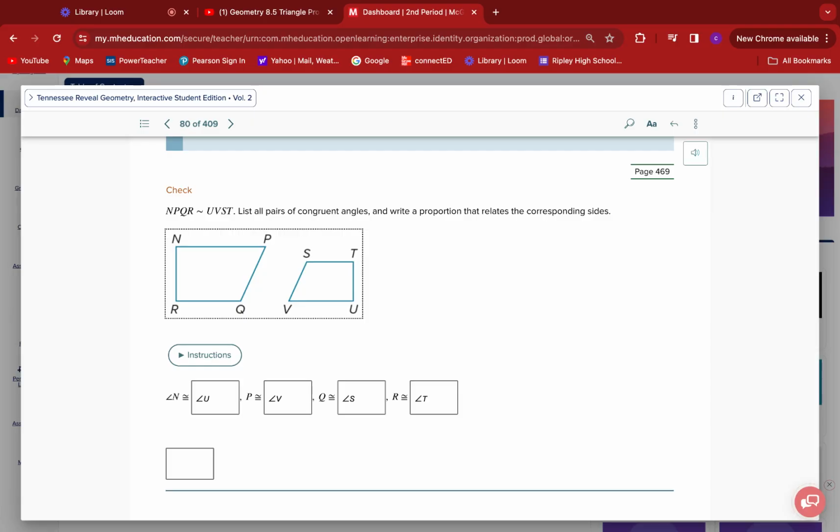Are they the same size? No. So it's not like angles. Angles that are in the same position are congruent. These are going to be proportional. What I mean is we're going to do a ratio. That is a comparison of 2 numbers. It's going to look a lot like a fraction. All right, so NP, my first 2 letters, go with UV.